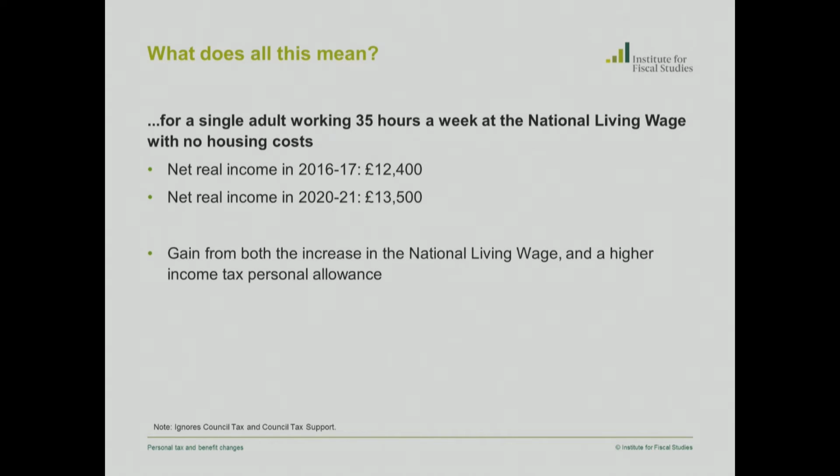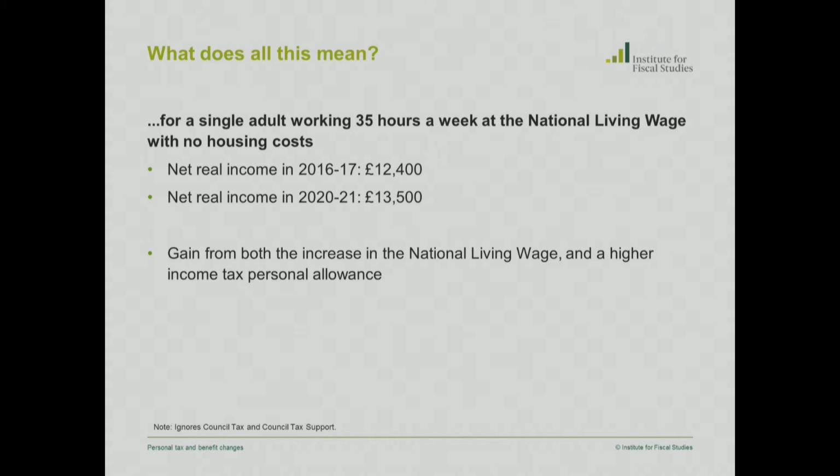So what does the personal allowance mean for a low-income adult working full-time at the national living wage? So basically their net income in real terms this year is £12,500. By 2021 that would have risen to £13,500, and that's because their earnings are rising, the national living wage is rising in real terms, and because they're paying less tax as a result of a higher income tax personal allowance.